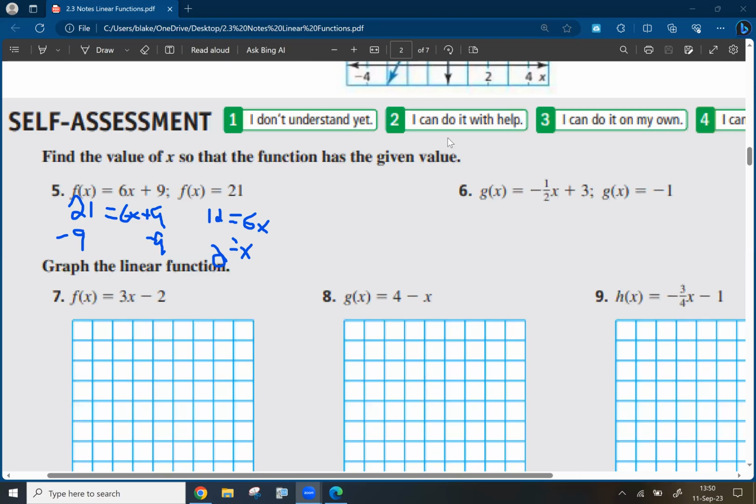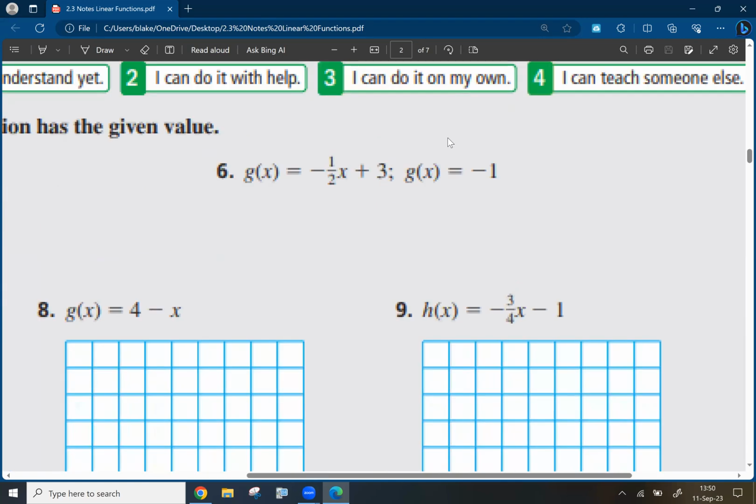All right, so picking up where we left off, hopefully my pen's working now.